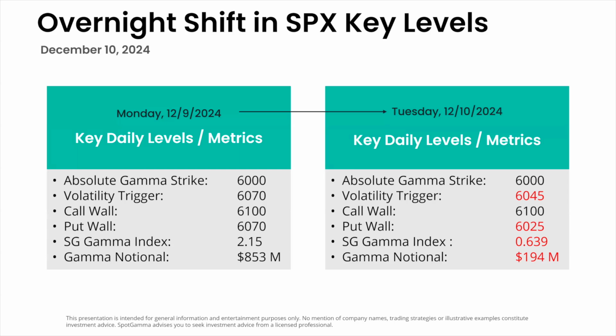Let's move on to the positional analysis of SPX and SPY for this case study. These two tables summarize the SpotGamma key daily levels and metrics for SPX that were shown in the AM Founders Note and Equity Hub on Monday, December 9th and Tuesday, December 10th. Red numbers on the right indicate the value decreased from the previous day. The table on the right shows the volatility trigger and put wall move lower from the previous trading day. The SpotGamma Gamma Index and Gamma Notional also decreased.